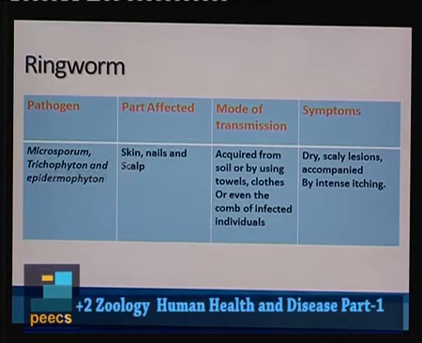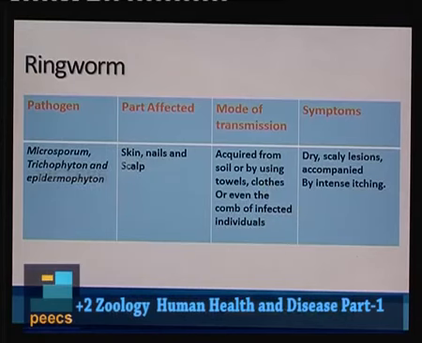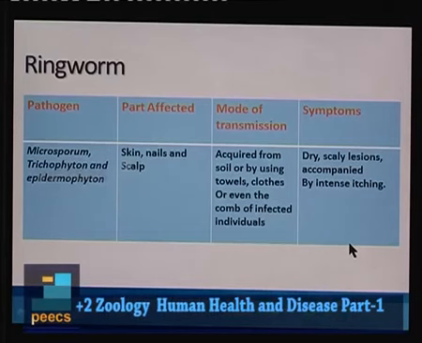The part affected: ringworm is mainly affecting skin, nails and scalp. And the mode of transmission: it is acquired from the soil or by using towels or clothes or even comb of infected individuals. So, by sharing of comb of an infected individual, there is every chance of transmission of this particular fungus.